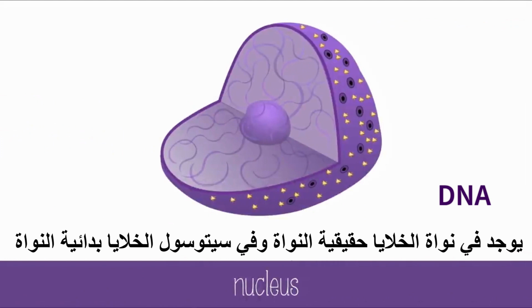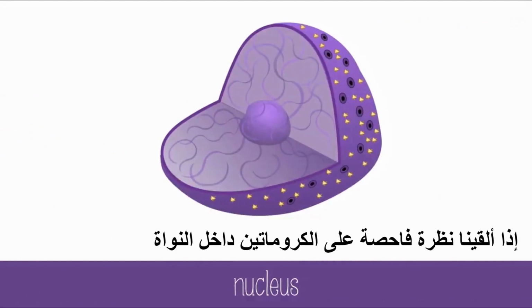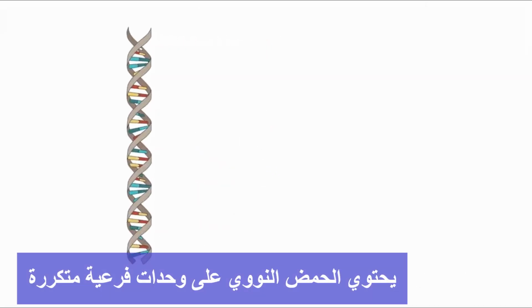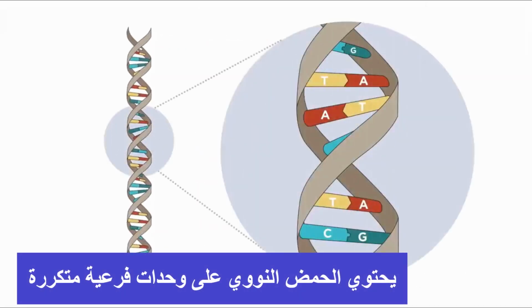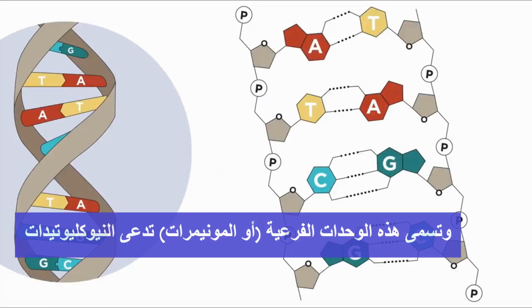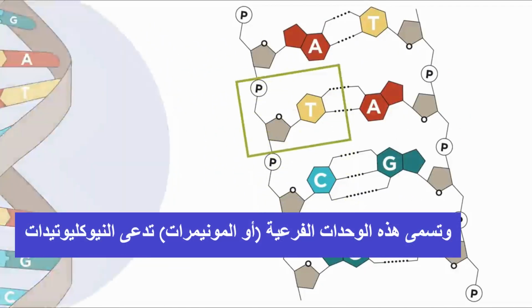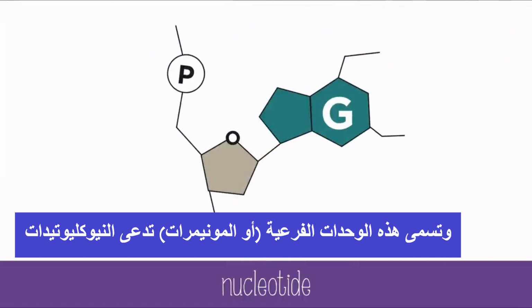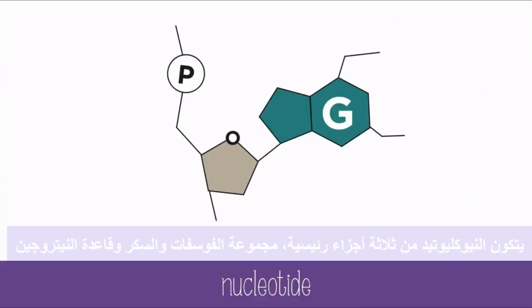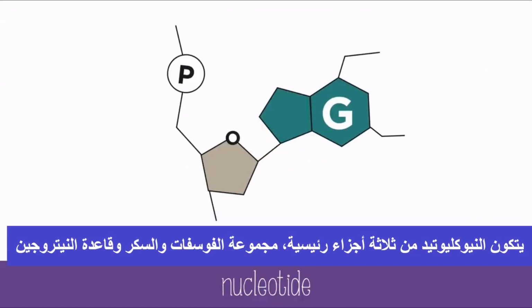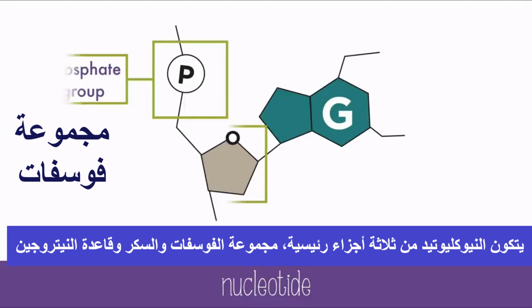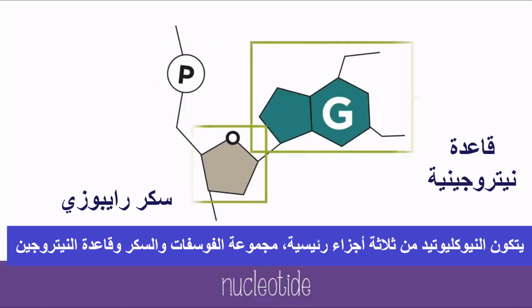DNA is found in the nucleus of eukaryotic cells and in the cytosol of prokaryotes. If we take a closer look at the chromatin inside the nucleus, we can see the structure of the DNA. The DNA has repeating subunits, and those subunits are called monomers, or nucleotides specifically. The nucleotide has three main parts: a phosphate group, a sugar, and a nitrogen base.